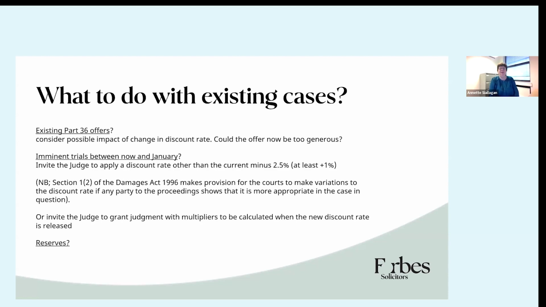If you've got trials between now and January, I think you'd have difficulty getting the judge to adjourn the trial, but you could perhaps argue that they should apply a different discount rate, and you could invite the judge to consider the multipliers when the new rate is announced. And obviously it's going to have an impact on reserves. I don't know if you've already looked at your reserves, whether you're going to change them or just wait to see what the rate is, but it could have a big impact.